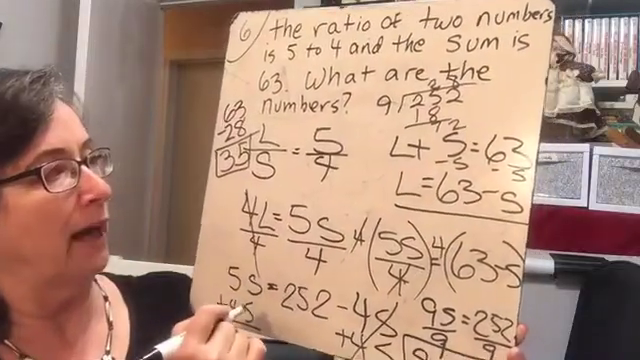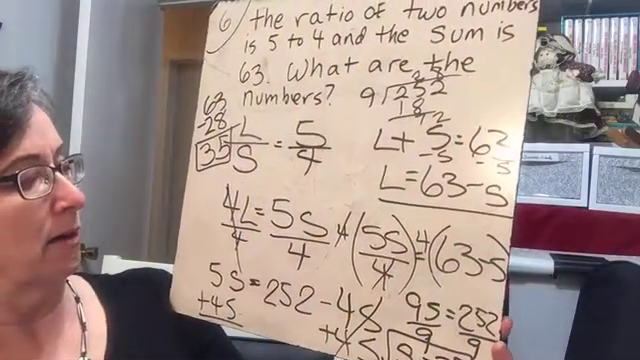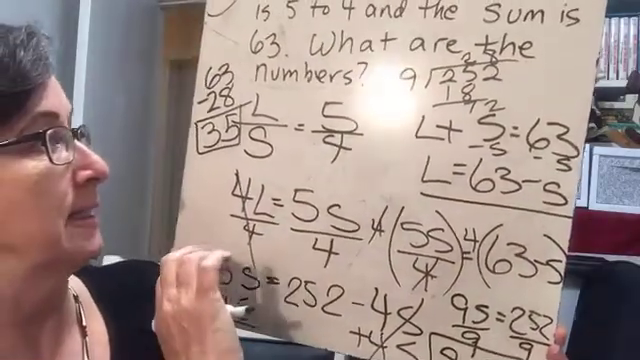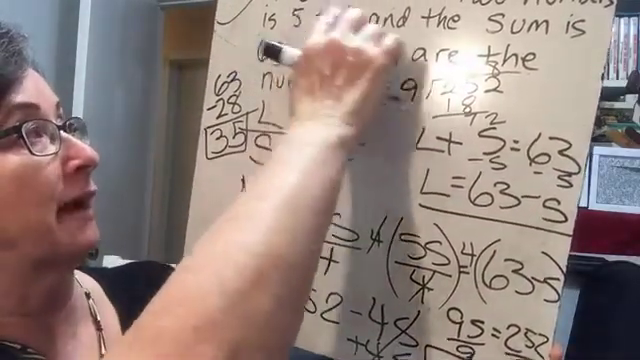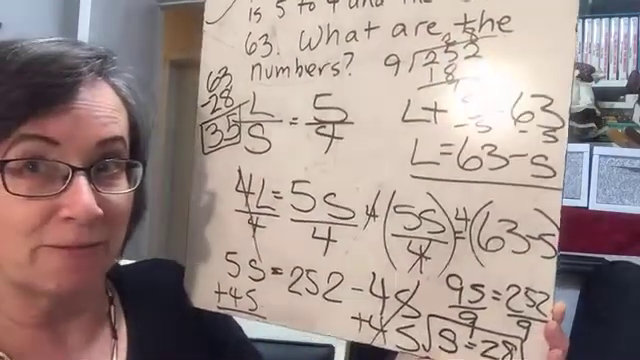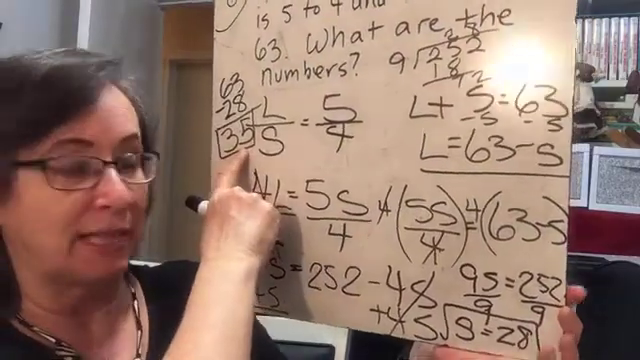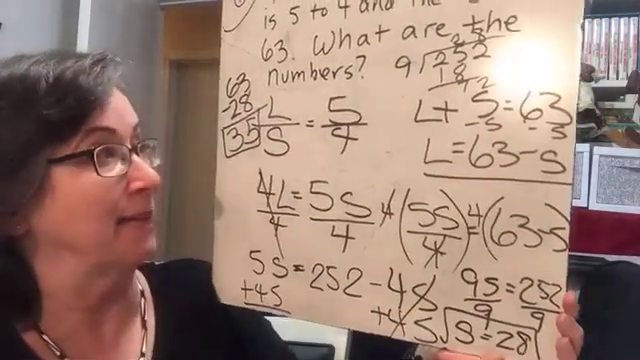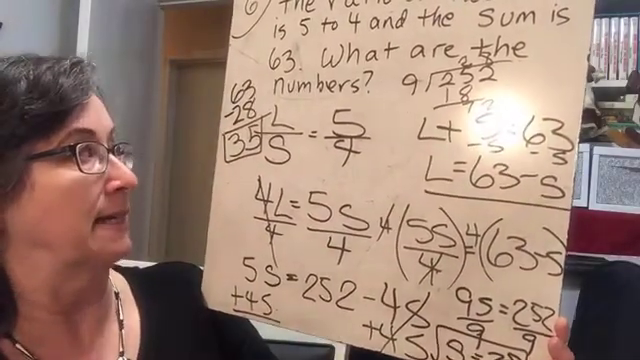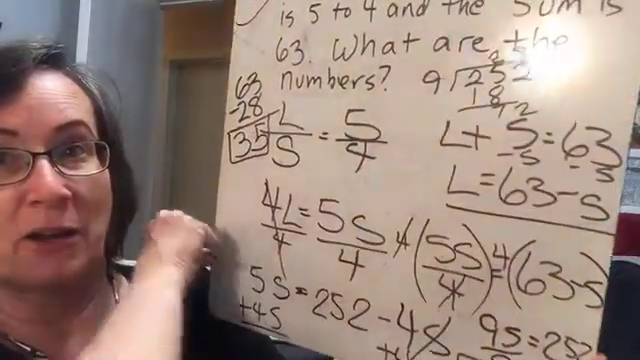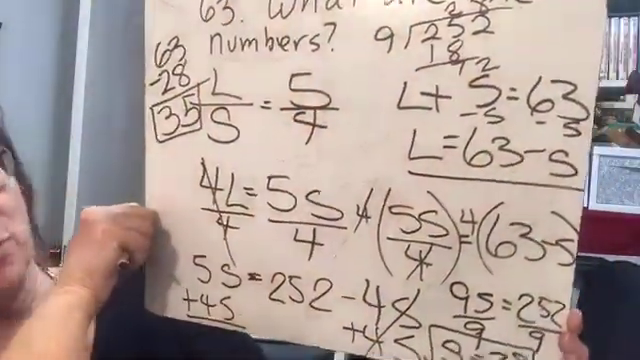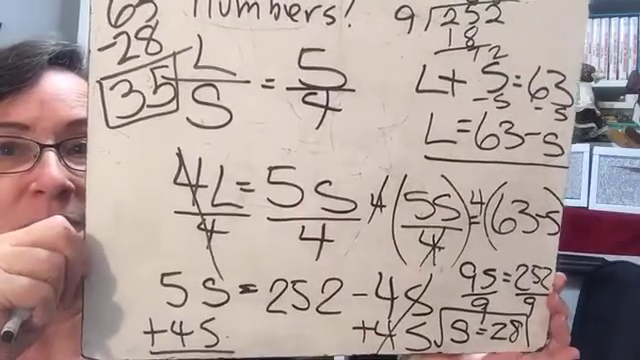So 35 and 28 are our numbers. Well, let's see if it fits into all of the pieces and parts here. Is this a 5-to-4 ratio? Is 35 over 28 a 5-to-4 ratio? Well, it is, because that's 5 sevens and that's 4 sevens. So that fits that. And are the sums of the two equal to 63? And they are. So we have the correct answer. 35 and 28 are our two numbers.